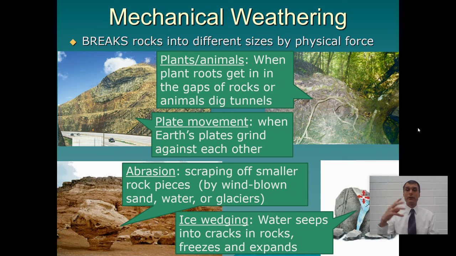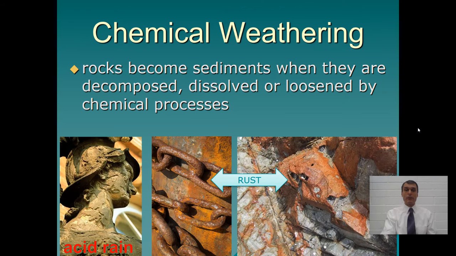And then the last one is plants and animals. So plants, as they put their roots down into or near rocks, they can break or scrape or pry rocks apart in gaps. And then animals digging their tunnels and their burrows can do the same thing, breaking off little pieces and wearing that down into smaller sediments. So these are all types of mechanical weathering, physical processes changing the rocks into smaller pieces.